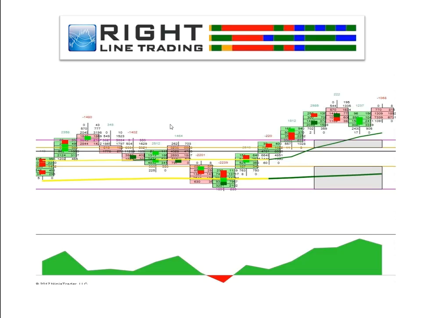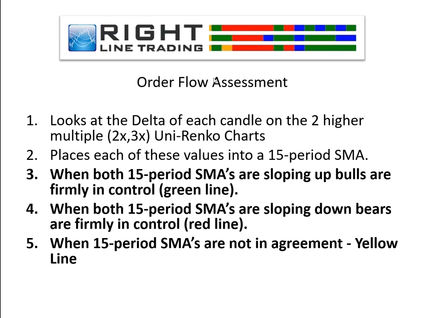So in order to overcome this problem, what we've done is this. We look at the delta of each candle on the two higher time frames. Now, I trade Unorenco, so we look at the two higher multiple Unorenco charts. But it doesn't matter what you trade, whether you trade time, whether you trade tick, whether you trade range. If you trade time and you're trading a 3-minute, it's going to look at the 9-minute and the 27-minute. You're trading a 1-minute, it'll look at the 3-minute and the 9-minute.